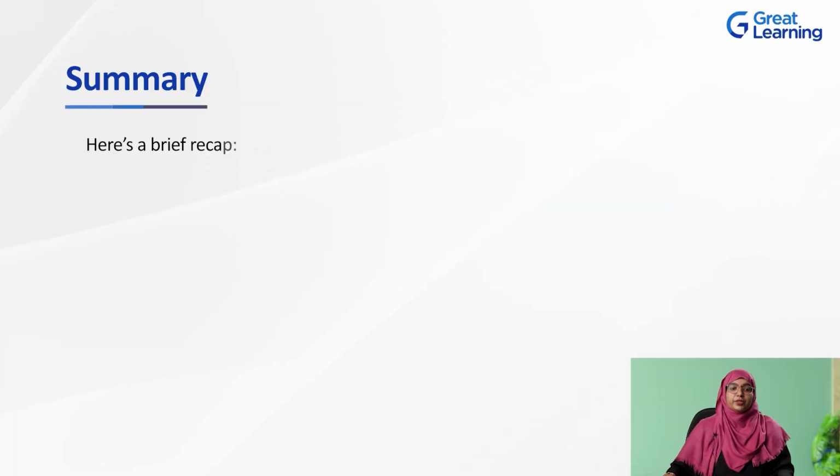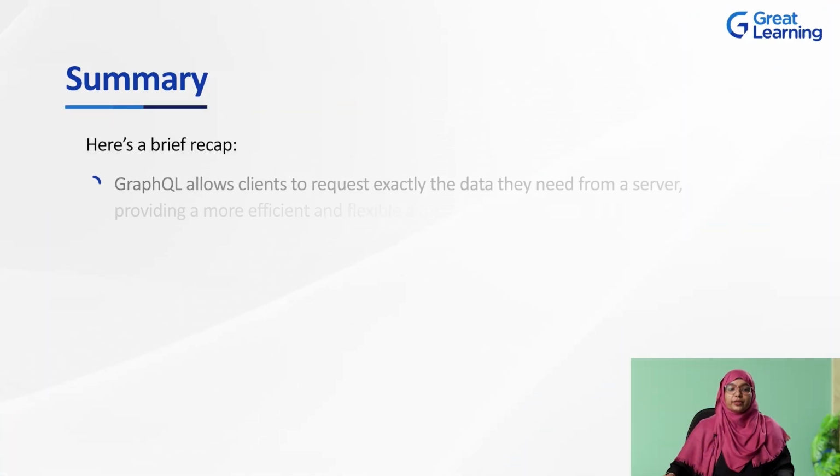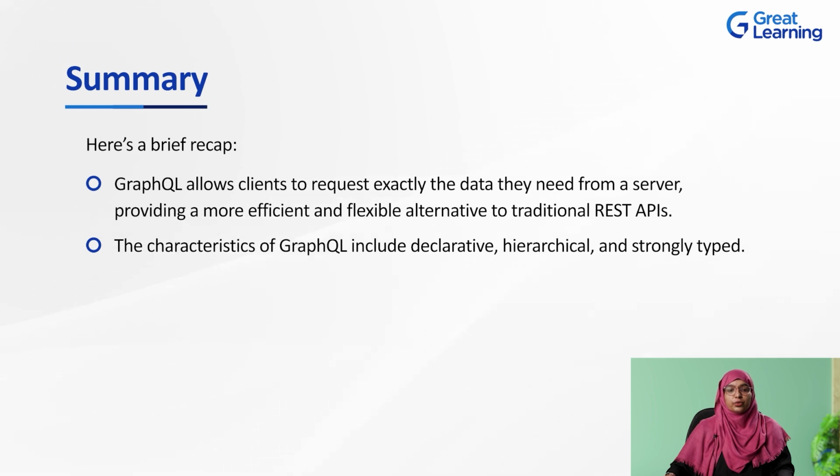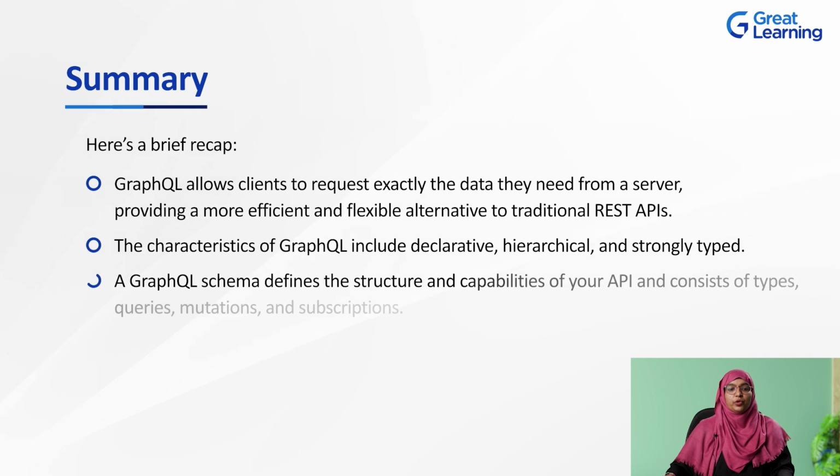Now coming to the summary. In your summary we saw that GraphQL allows clients to request exactly the data they need from your server, providing a more efficient and flexible alternative to REST API. We said that REST API is not a protocol, it's just an API which helps us communicate across client and servers with the help of the HTTP protocol. And then the characteristics of GraphQL include that it is declarative, hierarchical in structure, and strongly typed. Your GraphQL schema defines the structure and capabilities of your APIs and consists of types. You have queries, you have subscriptions, and you have mutations.